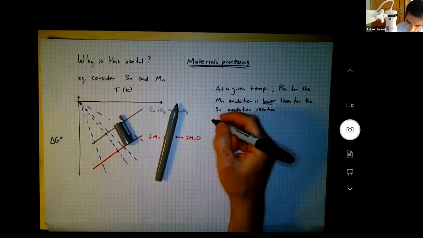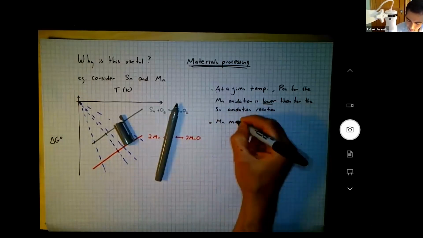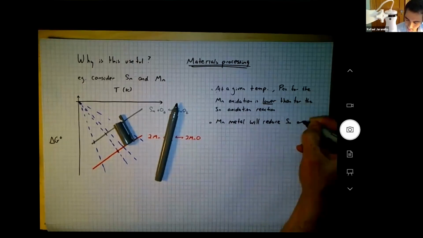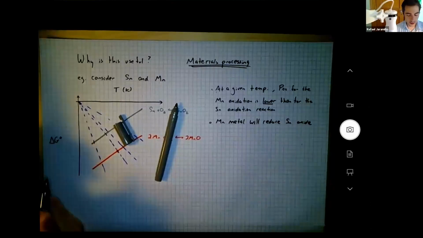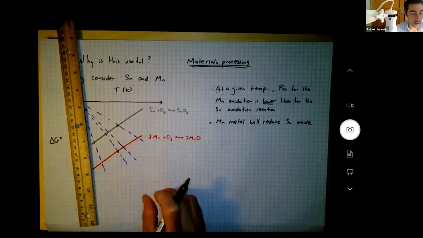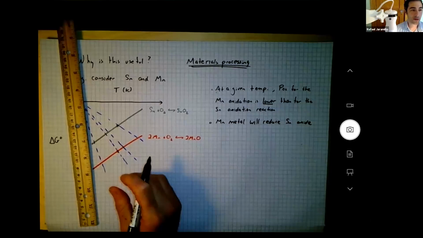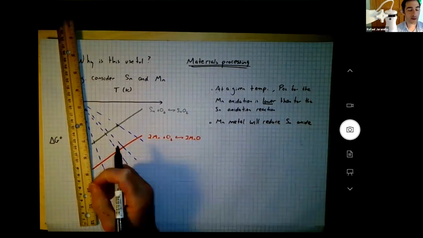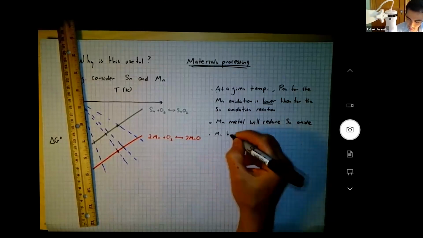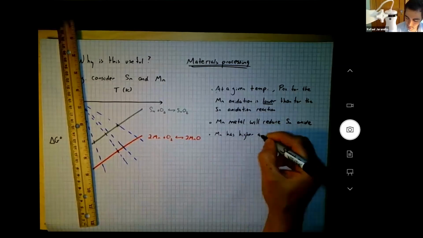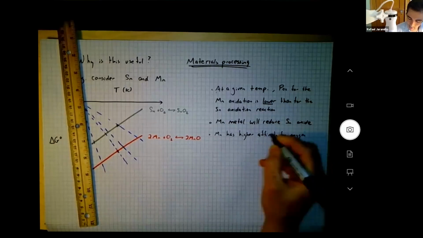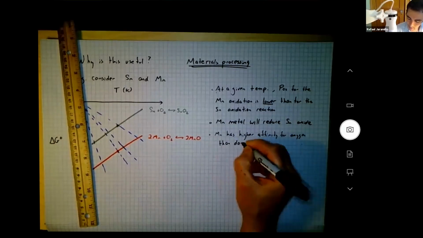What does that mean? Manganese metal will reduce tin oxide. So if you were to put tin oxide, let's say an ore, into a furnace in the presence of manganese metal and heat it up, the manganese will convert to manganese oxide, and the tin oxide will convert to tin metal. Why is that? Manganese has higher affinity for oxygen than does tin.